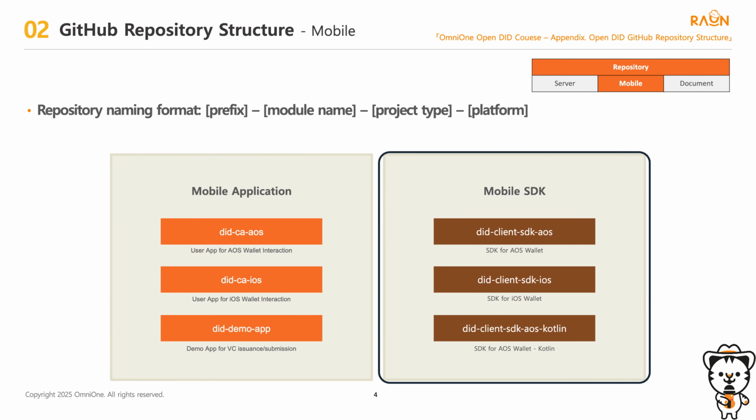And inside the SDK, there are the Client SDK for Android, the Client SDK for iPhone, and the SDK for Android written in Kotlin. One additional point to explain here is that in the case of the mobile SDK, the repositories are divided by platform or language, but not by function. In other words, it can be thought of as a form in which various functions are concentrated in one repository.